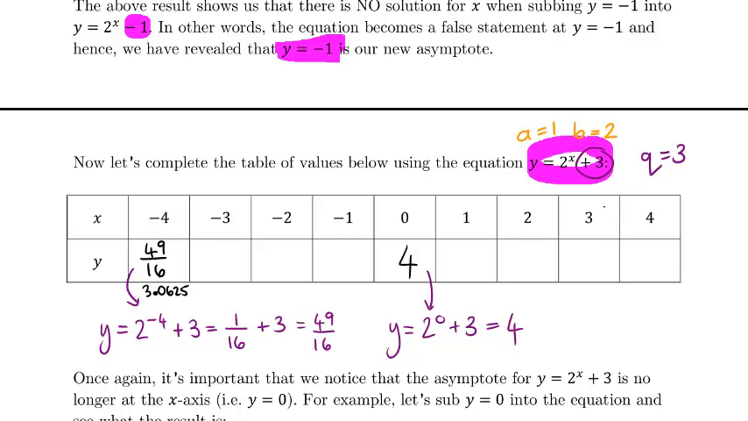Okay. Well, last but not least, why don't we just calculate this manually over here? y would equal 2 to the 3. We've done it a million times, but now we would add 3 here. 2 to the 3 is 8. 8 plus 3 is 11. What do you know? 3 more than what it used to be with the classic function.